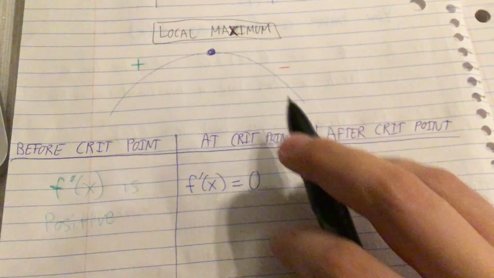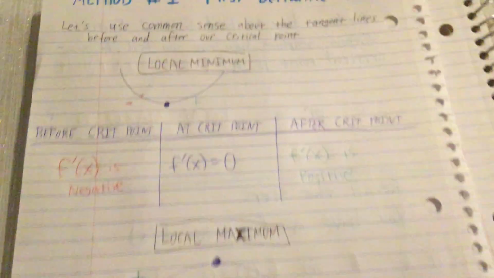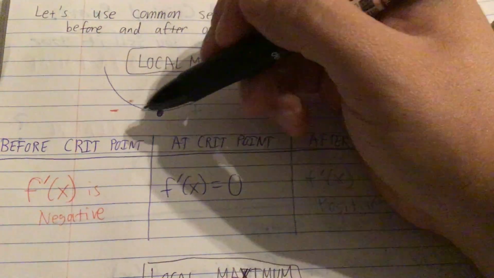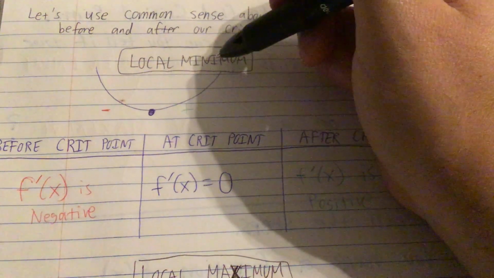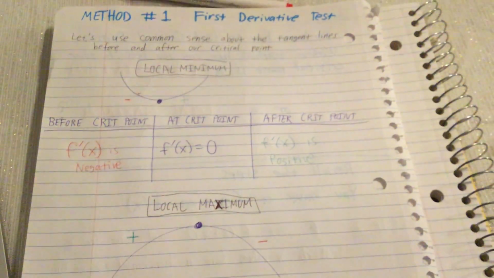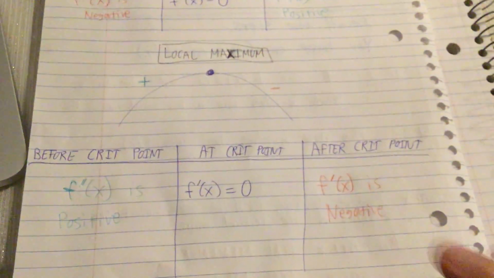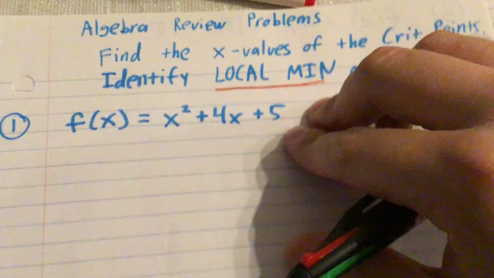Rise, flatten out, fall. Fall, flatten out, rise, that's a minimum. Okay? All right, so let me put this out of the way, and let's do some problems. And again, these are going to be the same problems that we did in the previous videos, but now we're going to use the first derivative test.